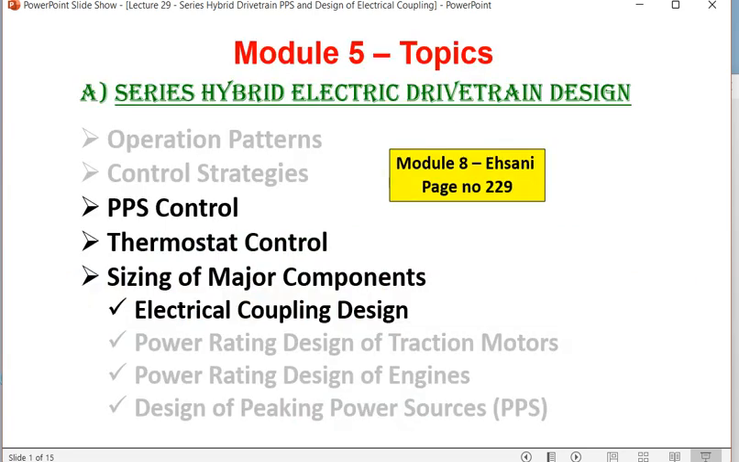We have already completed the operation patterns yesterday. We have seen the introductory part of the control strategies. There are mainly two types of control strategies we are going to see today. One is PPS, another is thermostat. After the basic introduction, we are going to go for a detailed understanding of PPS and thermostat control. These topics may be found in the book of Ehsani, module number 8, where the topic starts from page number 229.